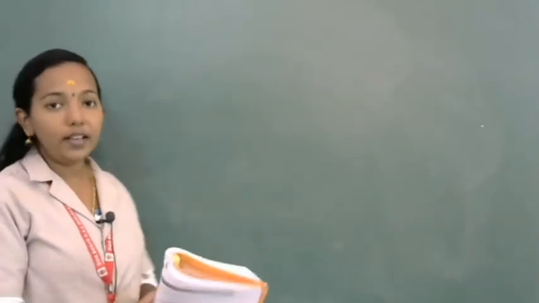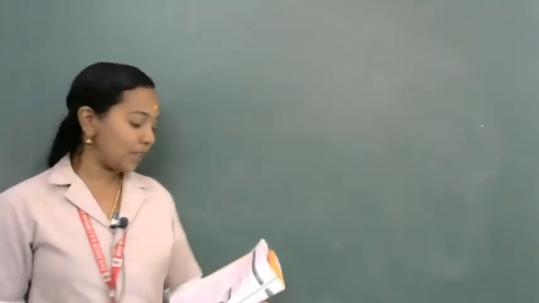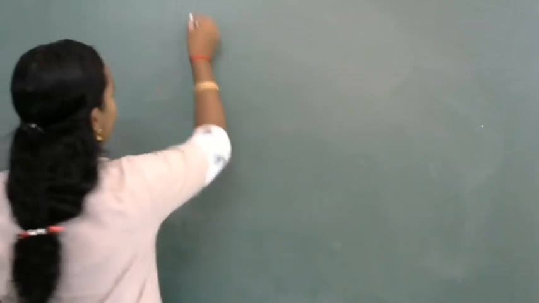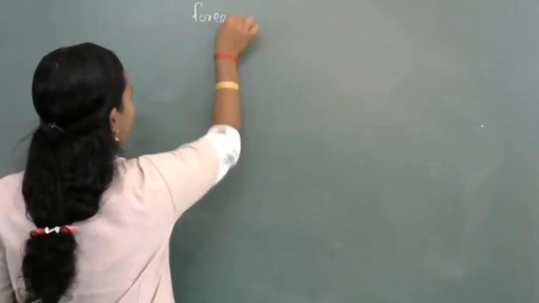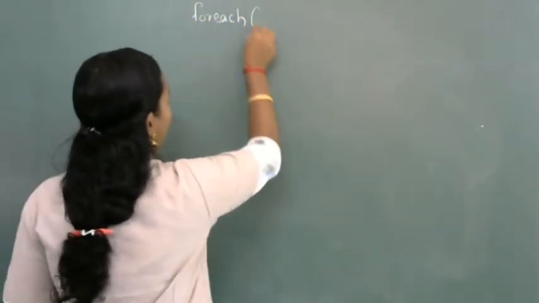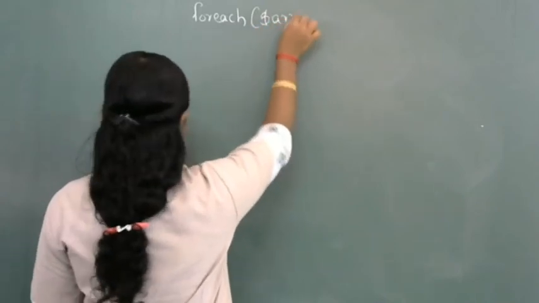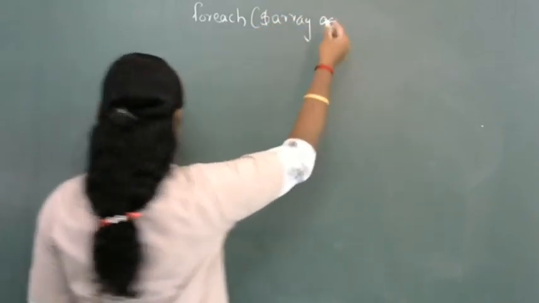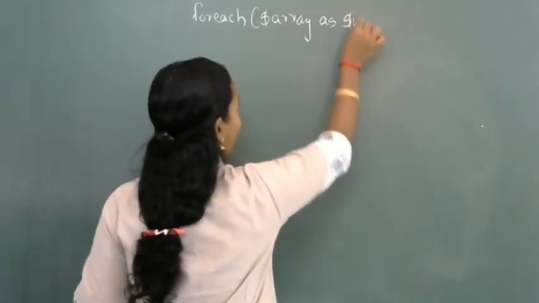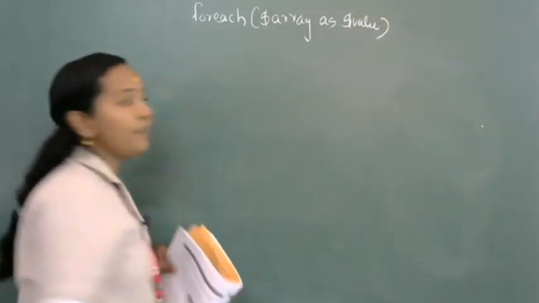So I am going to write the two methods that we are using in foreach loop, because there are two different types of arrays present. One is indexed array and second one is associative array. In indexed array we are using numeric keys, but in associative array we are using named keys. So foreach loop working is different in these two different arrays. So the first method, foreach dollar array as dollar value. So this is the first method.